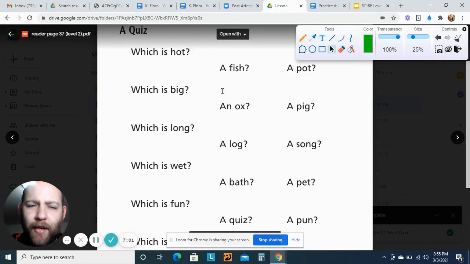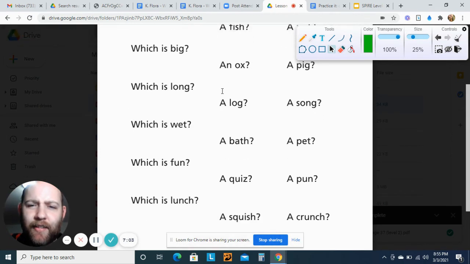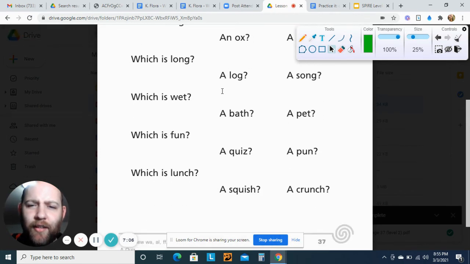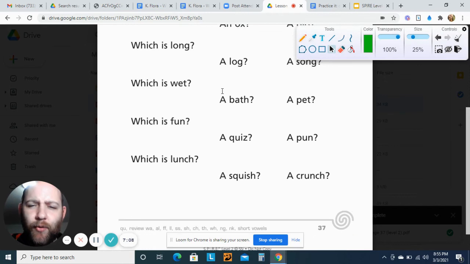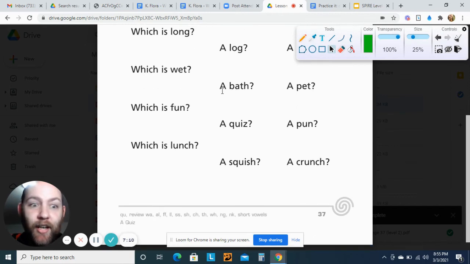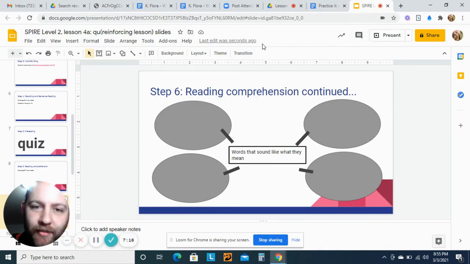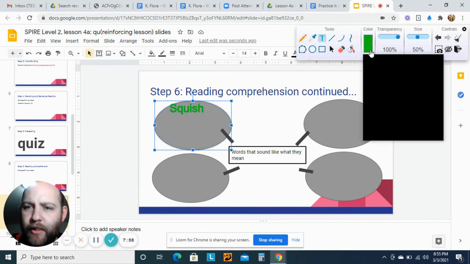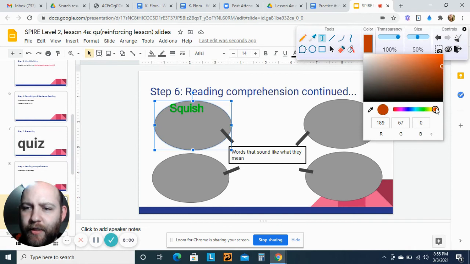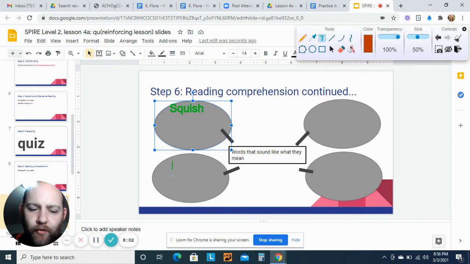A fish, a pot, an ox, a pig, a log, a song, a bat, a pet, a quiz, a pun, a squish, a crunch. A squish and a crunch. Those are sound words. Let's put those on our ovals. We'll change colors. And a crunch. Think of 2 other words, 2 other examples that we can use to complete our boxes.